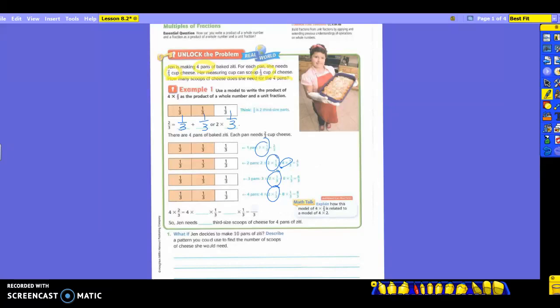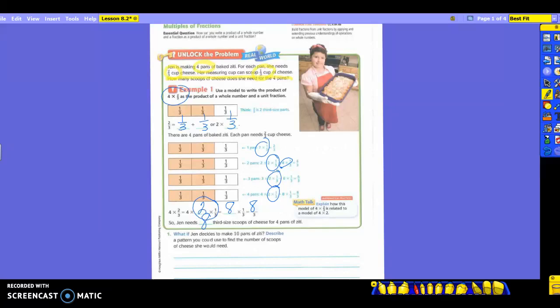Alright, ready to fill this in? So if I have 4 times 2/3, which is what we started with up here, see it? What am I taking? 4 times what? How many times? 2. Times the 1/3. Remember, this all goes together. Yes? It's not changing. Okay? And what do I get when I do that? 8 times the third, which gives me a total of 8/3. So that means that Jen needs 8 third-size scoops of cheese for 4 pans of ziti.